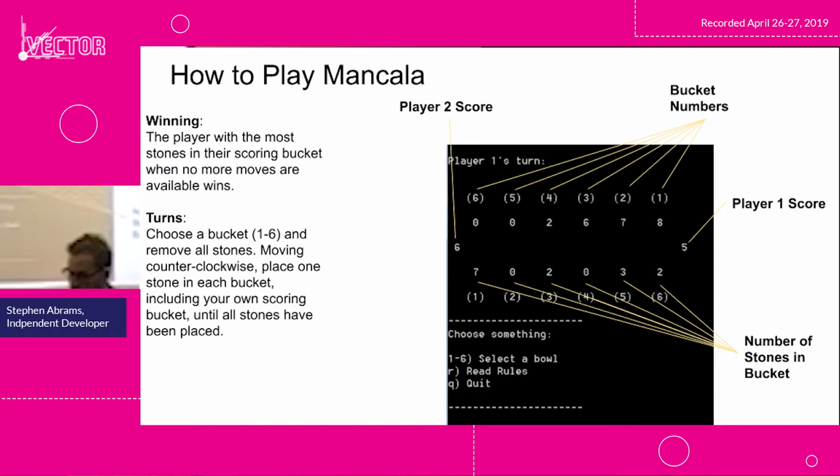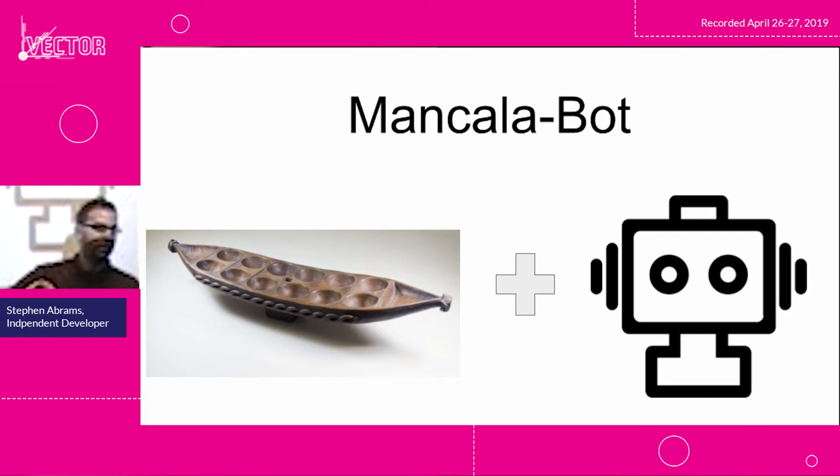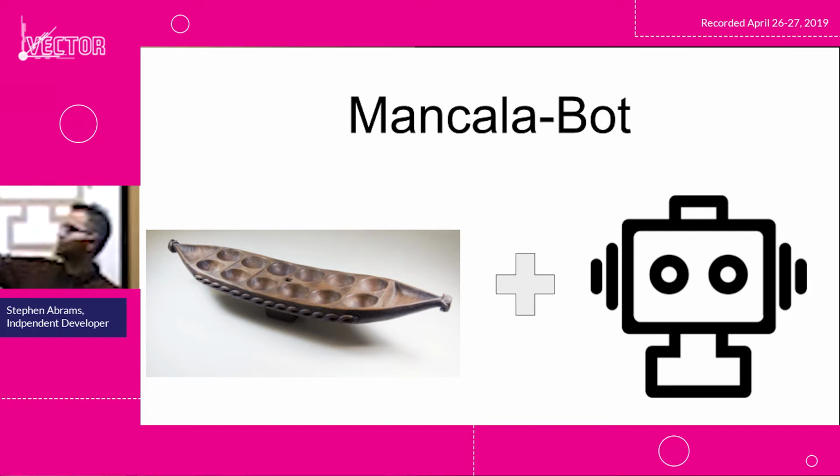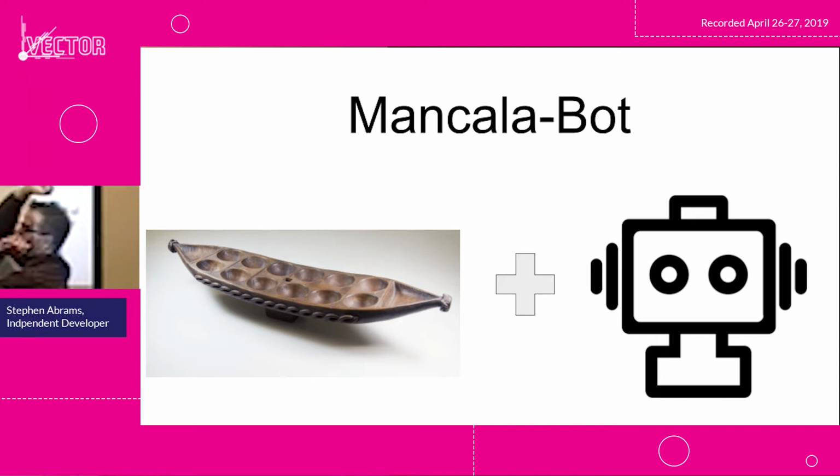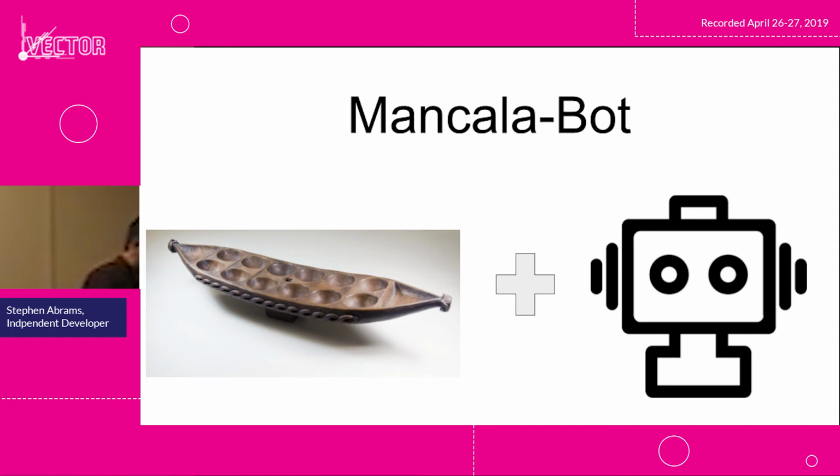And let me go back to the actual physical board to show you guys. The physical board looks something like this, usually carved out of wood. It has 6 buckets on each row and then 2 scoring buckets on the ends. And so here is the digital representation. Each one of the parenthetical numbers represents the number of the bucket. And the numbers alongside the rows represent how many stones are in each bucket. And the object of the game is to get as many stones from the rows into your scoring bucket as possible. Well, in fact, to get just enough to get more than your opponent.